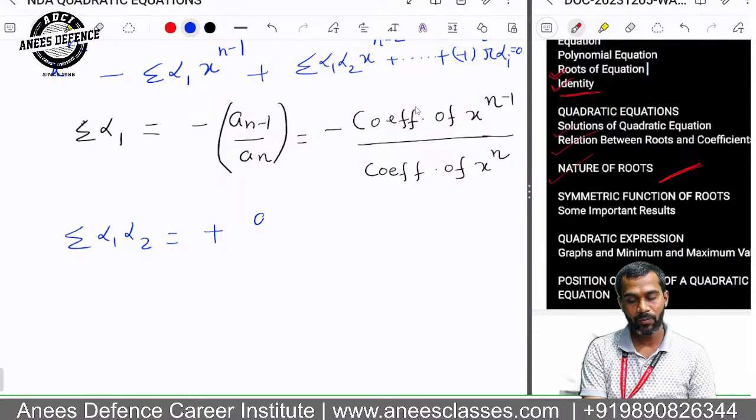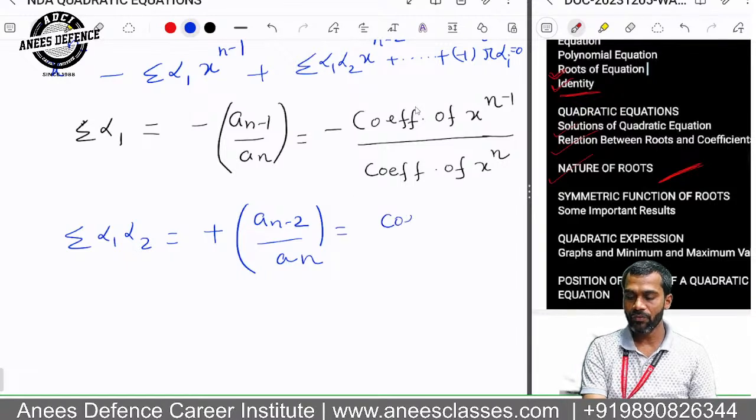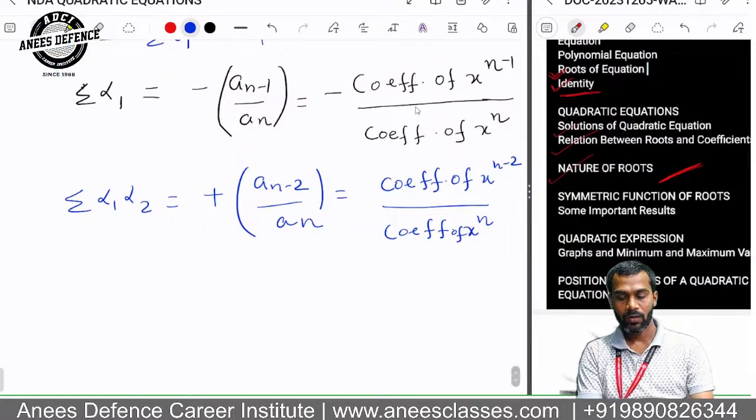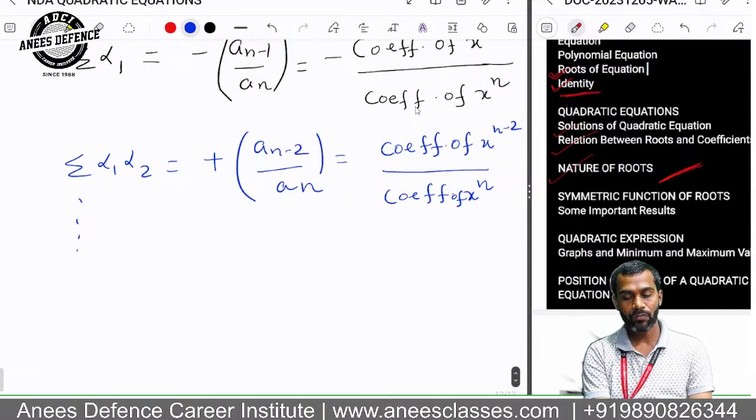Plus a n minus 2 over a n. Now I'm not writing here. I hope you understood. Coefficient of x raised to n minus 2 divided by coefficient of x raised to n. Is there any doubt? Now similarly, and so on.